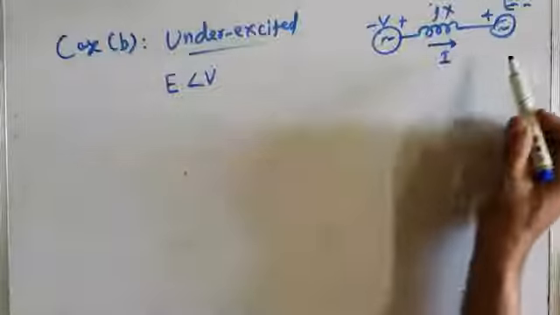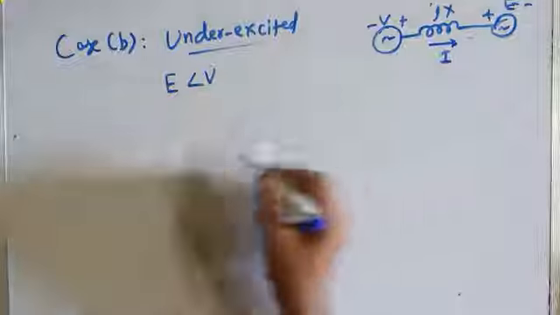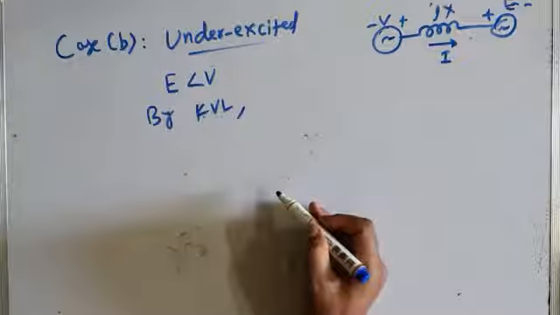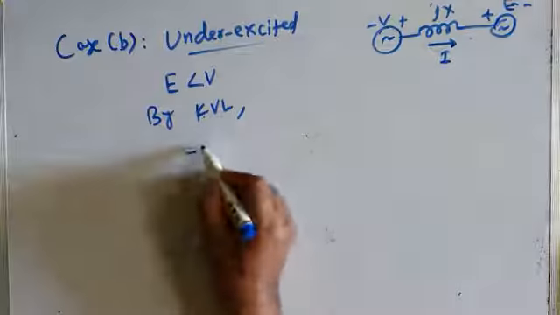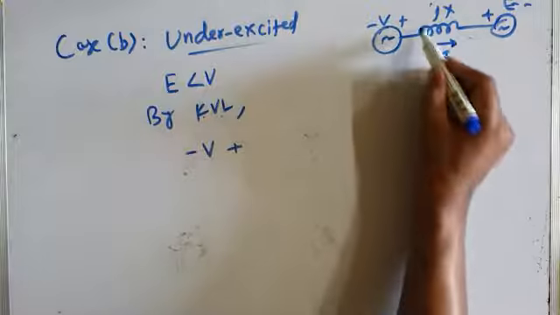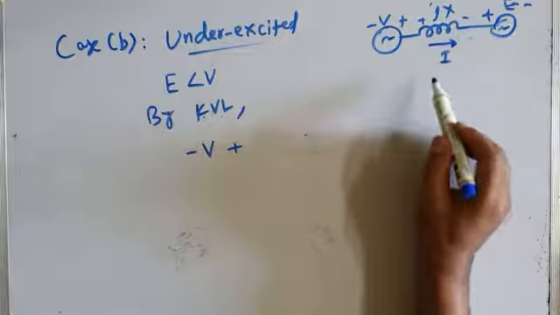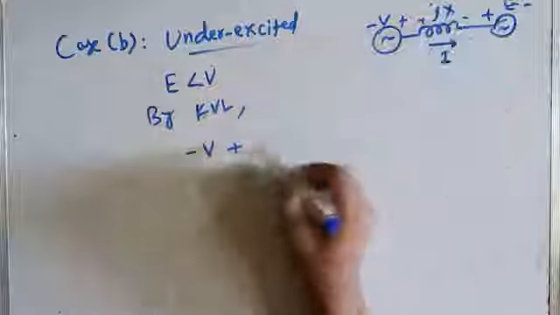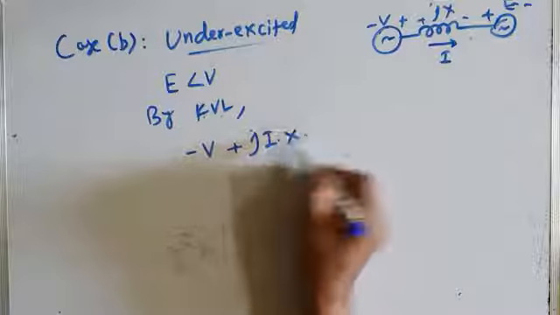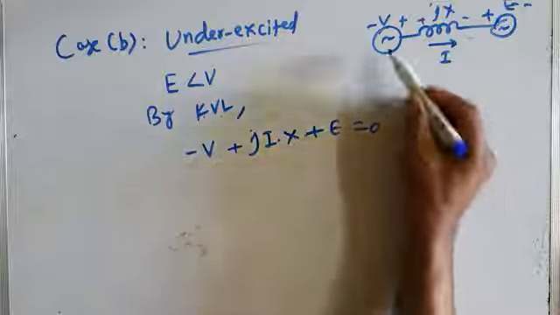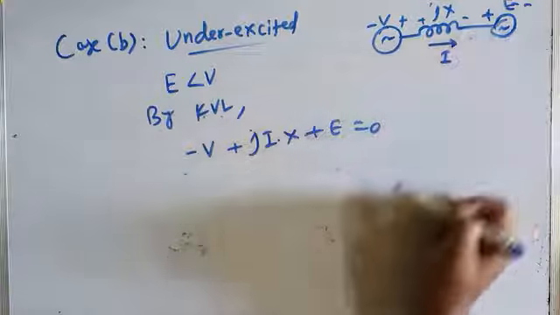Now let me apply Kirchhoff's voltage law again here, by KVL. Now I can start from here. So minus V, when I go from minus to plus, minus V plus this drop is now like this, because current is flowing in this direction. So the drop is positive because you are going from positive to negative. So jIX, and then again you are going from positive to negative, plus E is equal to 0. So minus V plus jIX plus E is equal to 0.